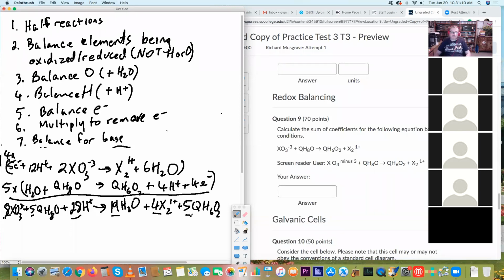All right. Just for the purpose of practice, could you balance this for basic conditions? It would be to add 28 OH minus to this side, and I'll add 28 OH minus to that side. So that would be 28 waters on the left, and that's 28 minus 19, so that would be 9. So you have 9 waters left on this side. So the balance for base would look like this. What did I say? 9.